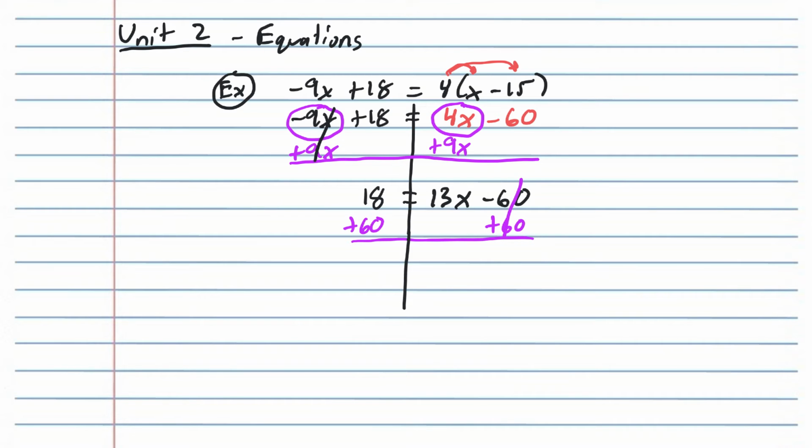Okay, leftovers, those are gone. I can extend this line a little bit. I still have that 13x. And on the left side, 18 plus 60 gives you 78. And now the last step is to get rid of that 13. Remember, whenever they're attached like that, you get rid of it by dividing. And again, use calculators, especially if you don't know the answer right off the top of your head. Use a calculator when the numbers are larger. So 78 divided by 13, and you should get 6.